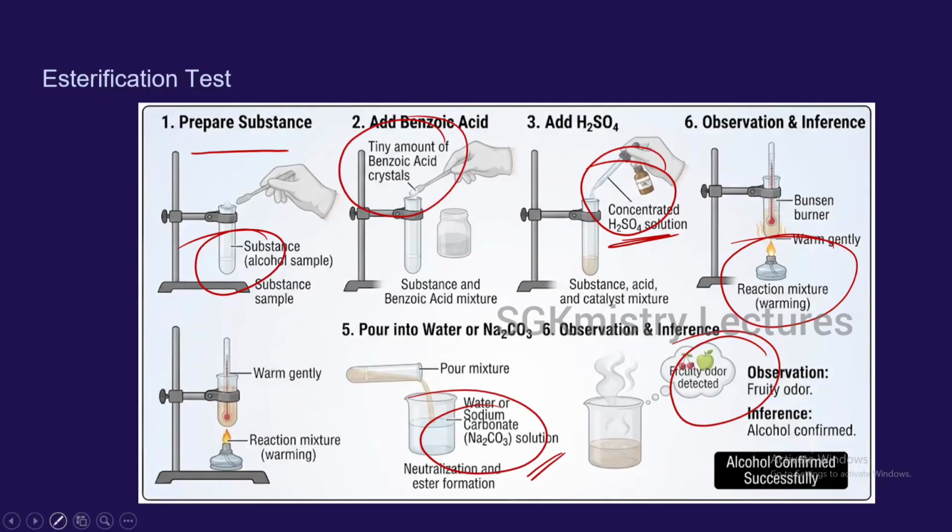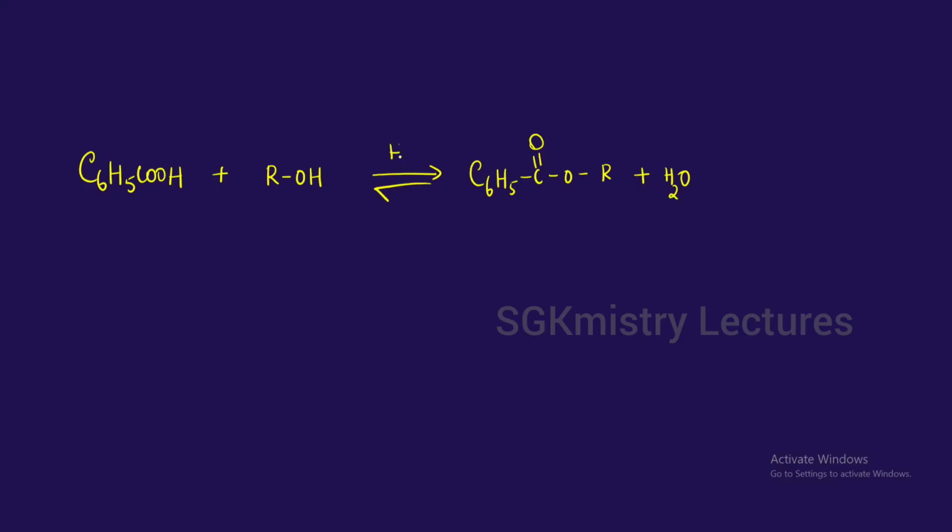So let us now look into the reaction, how we are going to write the equation. Here you're going to take benzoic acid and add it to the alcohol. So I'm going to take ROH. Now here you're going to get C6H5COOR, along with water. And usually we say that esterification, with H plus as the catalyst, is the one which is catalyzing this reaction.